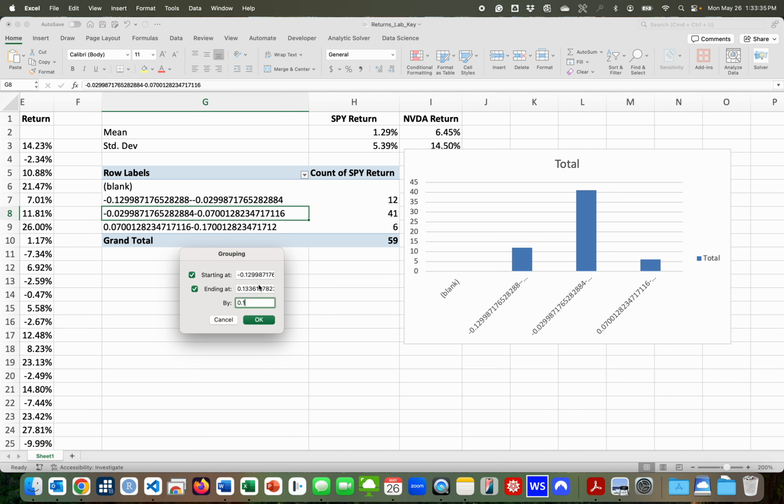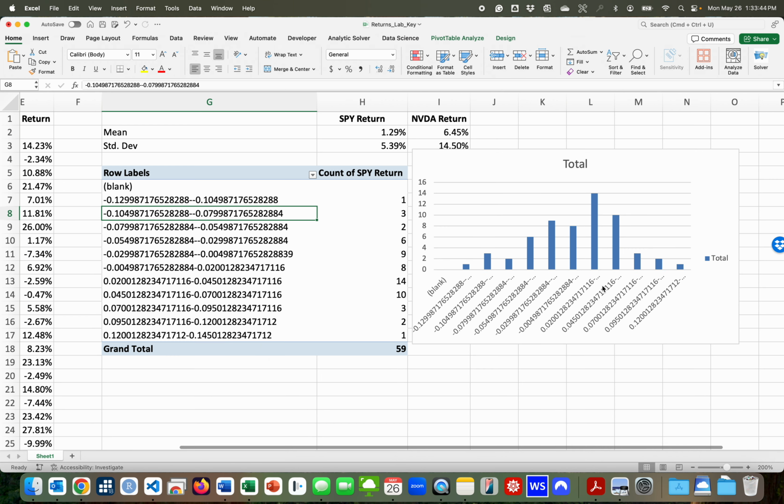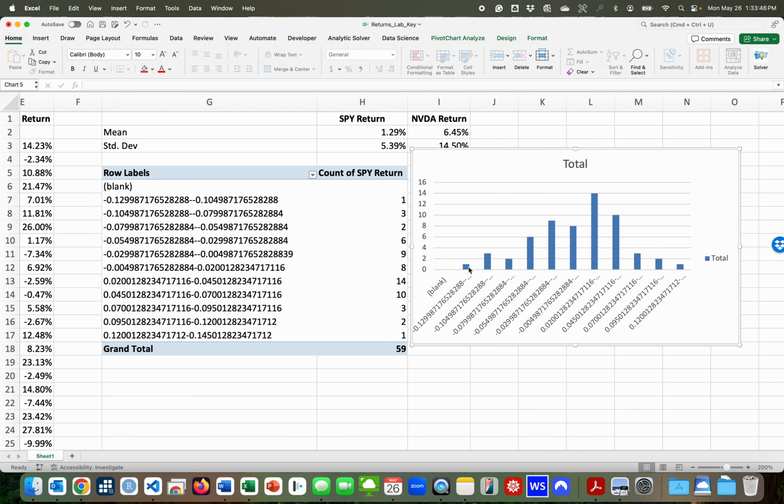Let's do increments of 2.5%. So 2.5% would be 0.025. Let's look at that. And that gives us some feel for the distribution of that variable. So we can see the lowest return was all the way down here at about negative 13%. The highest return was up here around positive 13%. And we get some feel for the shape of that distribution.